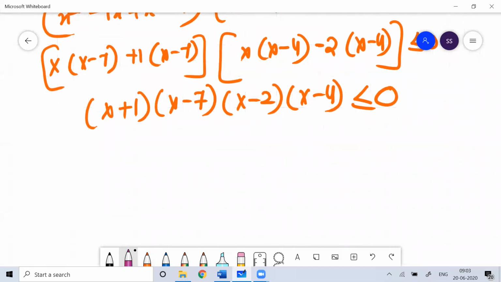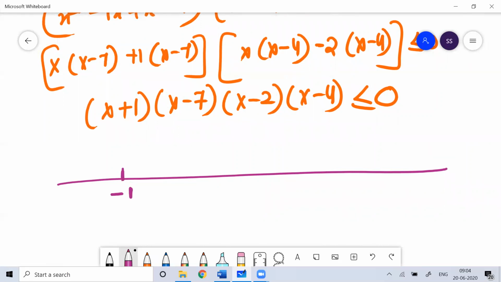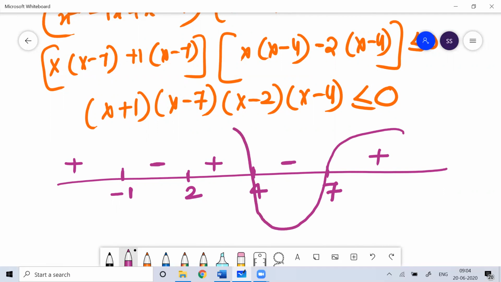So ultimately, if I draw the number line, this would be minus 1, this would be 2, this would be 4, this would be 7. So on the number line it would be minus 1, 2, 4, 7. So this would be positive, negative, you can change the sign. So positive, negative, negative, positive. So if you draw this, it would be like this.